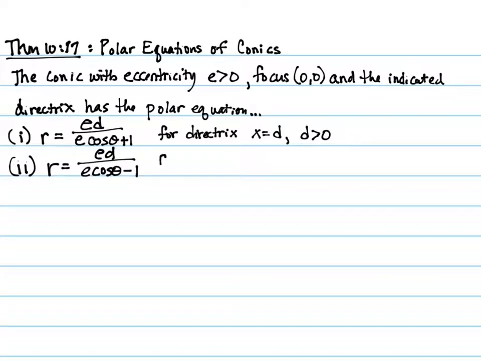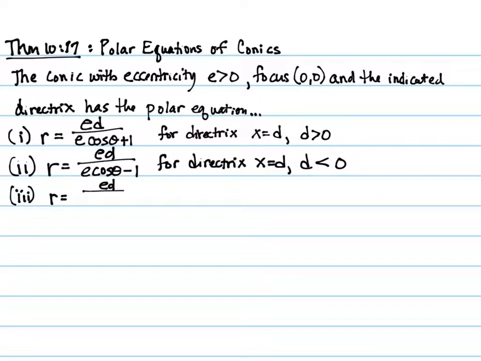Okay? And this is for directrix x equals d, and d is negative. So positive 1 gives you a positive d value, and negative 1 is a negative d value, if you want to think about it that way. So these are both with directrix that are vertical lines, right? X equals d is a vertical line. There are options, too, for our directrix to be a horizontal line. So this is the next two.